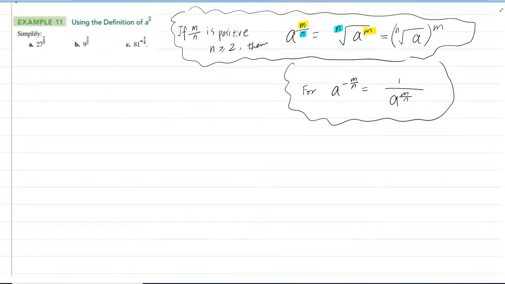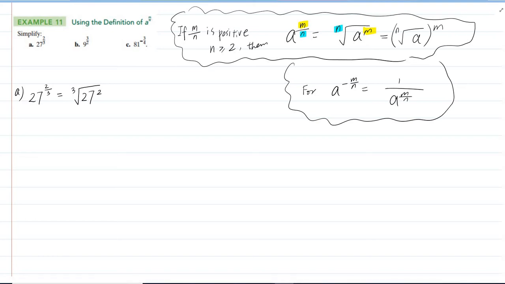Example 11, using the definition of a to the m over n. So I wrote the definition on the right side. Okay, so let's go ahead and take a look at the example, part A. We have 27 to the 2 over 3rd power. Since this is positive, we're not going to worry about the second part of the definition. Follow the definition and rewrite this in this form. I'm going to write 27 inside, then I'm going to write the yellow, which is my m, to the inside, and then my 3 goes to the outside.